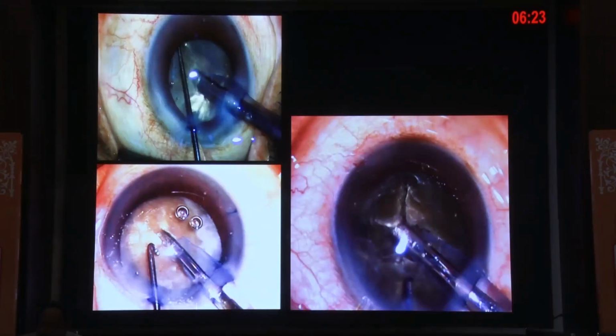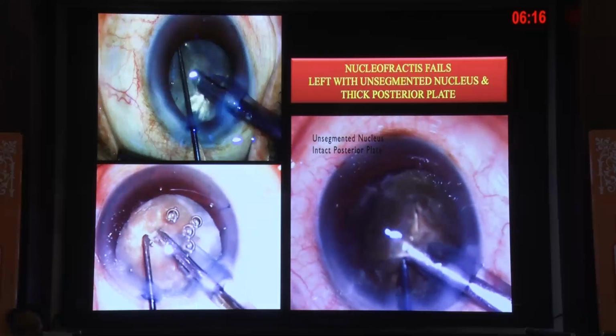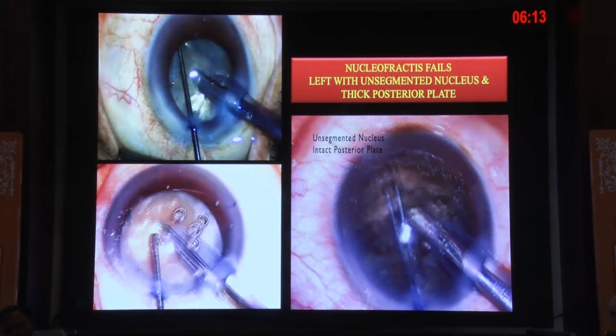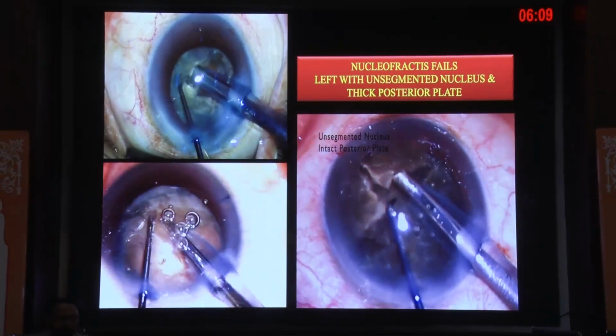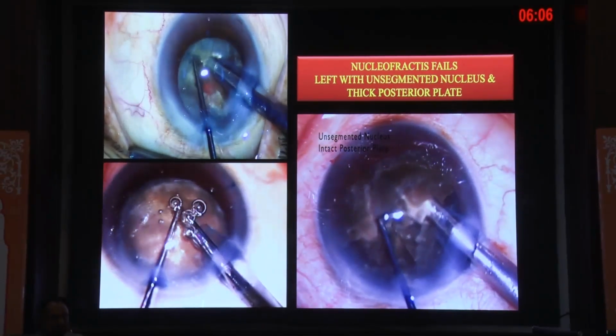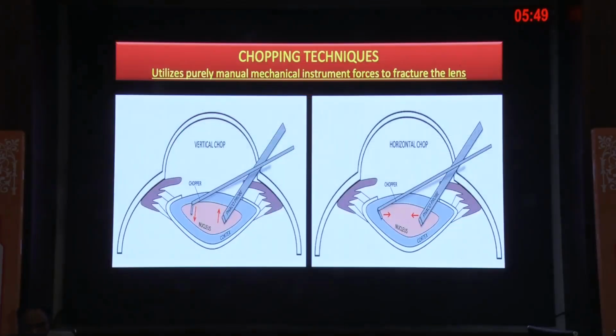And then what happens? You are left with this unsegmented nucleus, and you tend to do a lot of manipulation inside, try to hold it, push it, pull it, and many times you land up with many complications. The complication could be because of a high CDE value, so you tend to damage the endothelium. Shear rupture forces, because you are pulling and pushing. You may have a PCR, you may get into zonular dehiscence, and many times nuclear drop.